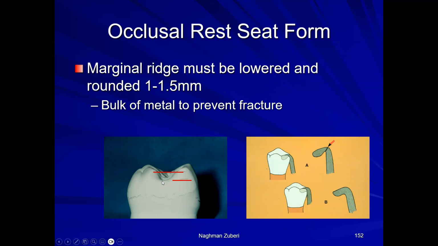Always lower down the marginal ridge at least 1 to 1.5 millimeter in order to accommodate the thickness of the metal. The area where the occlusal rest is going to connect the minor connector. If you are not going to lower down the marginal ridge, what is going to happen? It is going to have a very thin metal in this area, and under the occlusal load, it is going to get fractured. So 1 to 1.5 millimeter, we lower down the marginal ridge in that area.